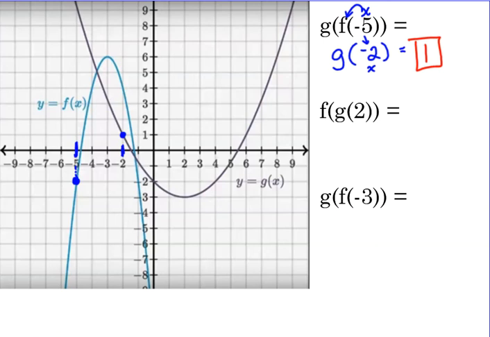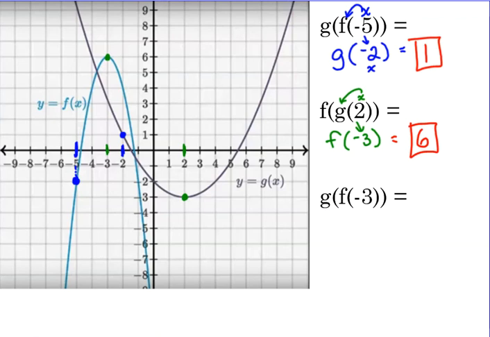F of g of 2, so again, starting with an x value of 2, this time we're starting with g, so its value is negative 3, so that's f of negative 3 now, because g of 2 is negative 3. So now we go to negative 3. Its y value from the f function this time is 6. So f of g of 2 is equal to 6.